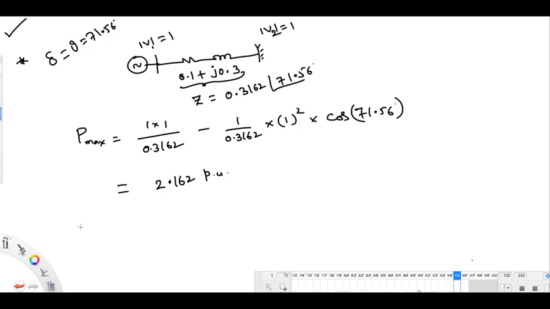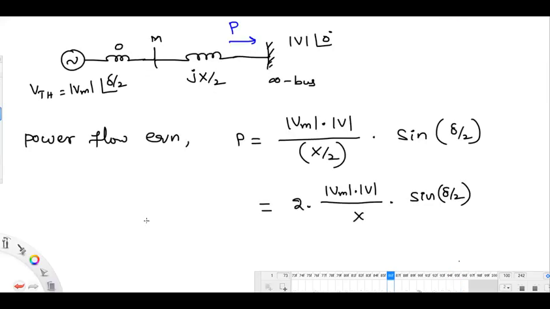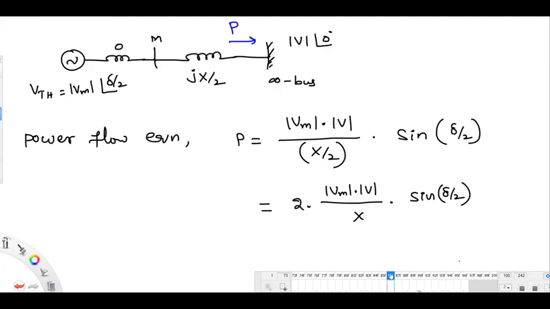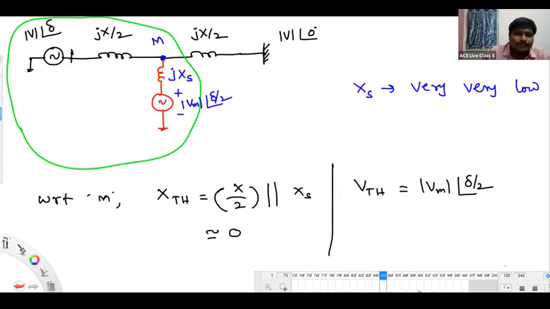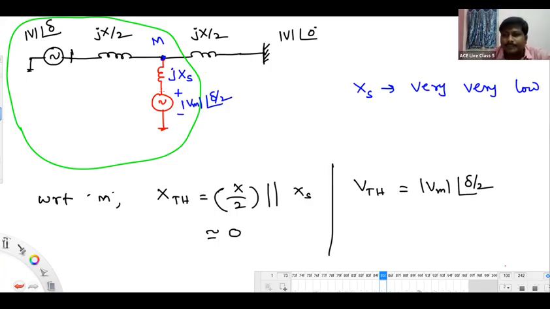Sir, on page number 86, you told here that Thevenin voltage equals mod Vm delta by 2. Why is it mod V angle delta? No, is midpoint voltage equal to source voltage, right? Midpoint voltage is nothing but source voltage only, because its excess is very low, we said, right? Yes, sir. By saying that excess is very low, obviously the source voltage and midpoint voltage are equal.